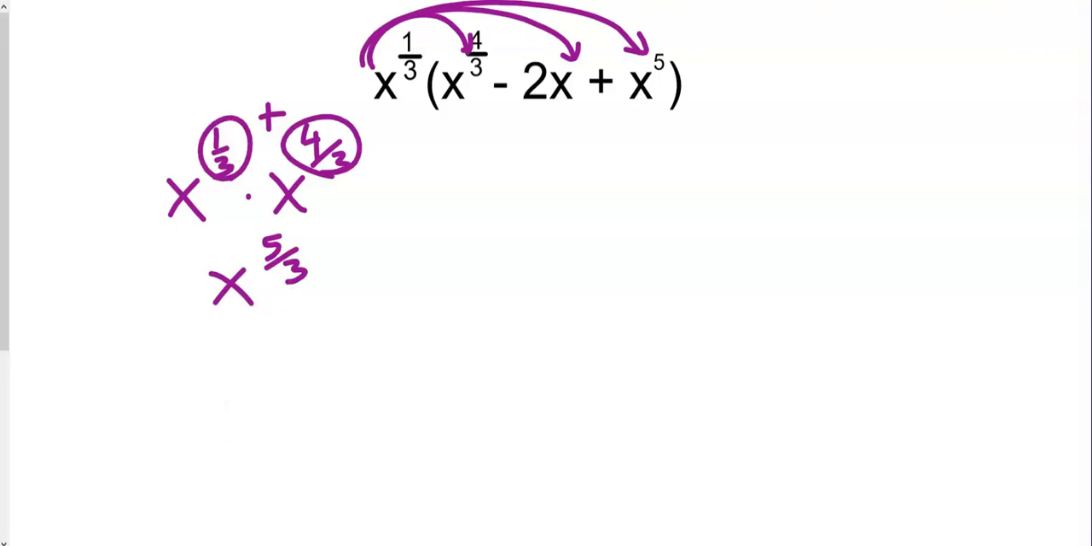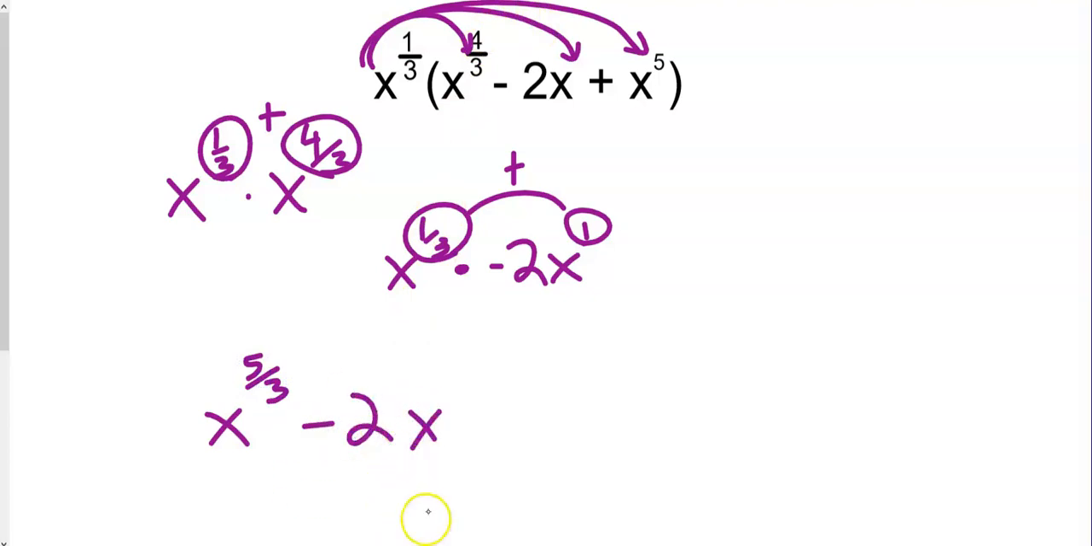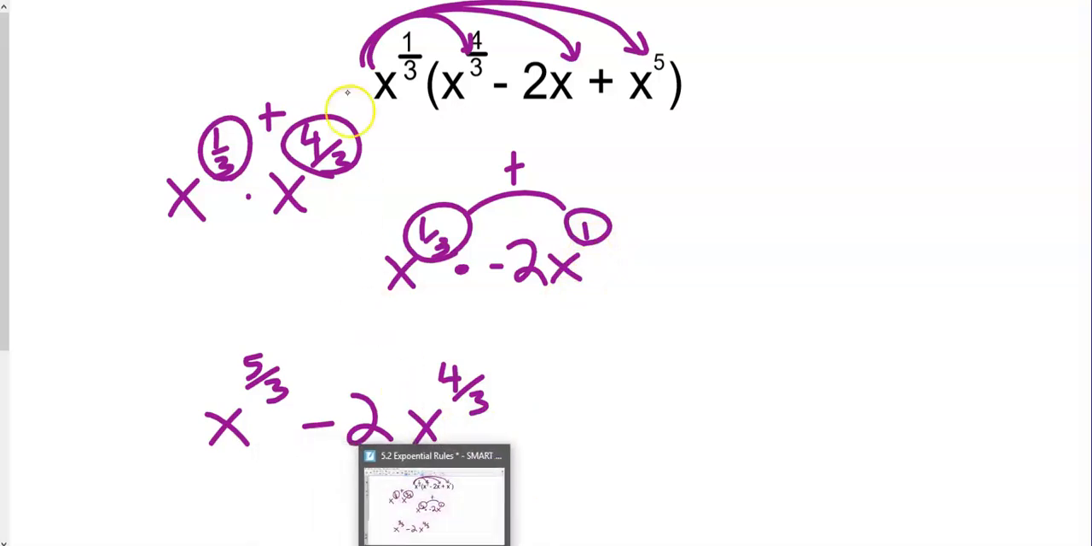Okay? Then, if I take the x to the 1/3 times the -2x, it looks like this. X to the 1/3 times -2x, and there's a power of 1 there. All I have to do is take my exponents and add them. So that gives me a -2x to the 4/3. Because again, I'm just going to let my calculator do that. 1/3 plus 1, 4/3.